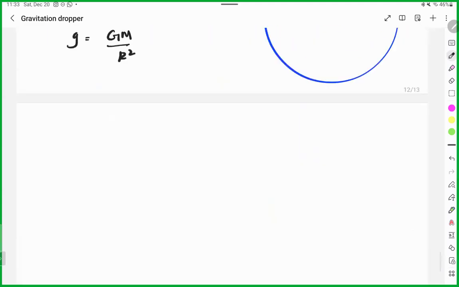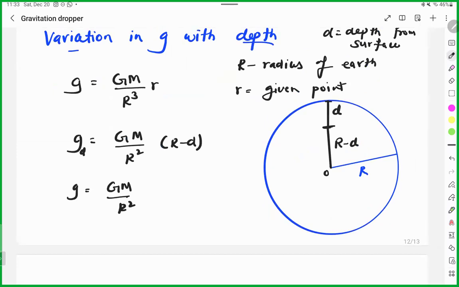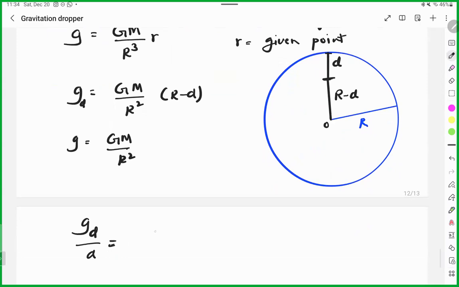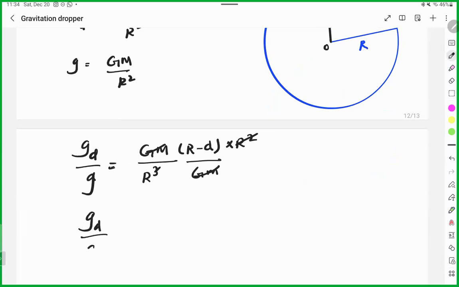Now, if you compare these two, how will you calculate g at a given depth, g_d, by g? What will be the g_d value? GM by R cube times (R minus d). And what will be the g value? GM by R square. Correct? So this R square will cancel out with this, GM cancels. Can I say g_d by g will be equal to (R minus d) by R? Yes or no?